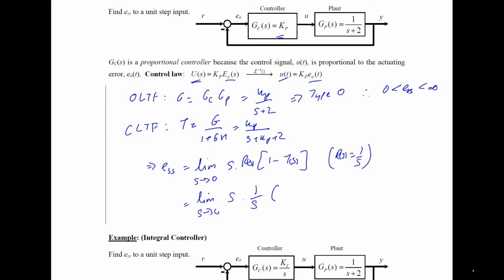So we end up getting 1 minus Kp over S plus Kp plus 2, which ends up being equal to the limit as S tends to 0. So S in the numerator cancels with S in the denominator. We end up getting S plus 2 over S plus Kp plus 2, which is nothing but 2 over 2 plus Kp.